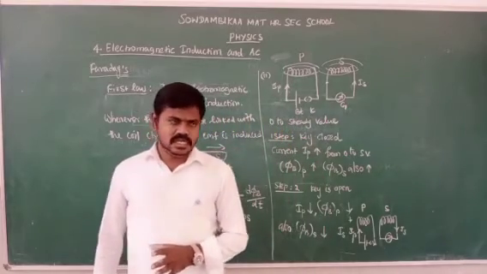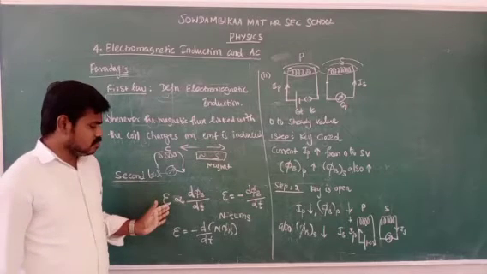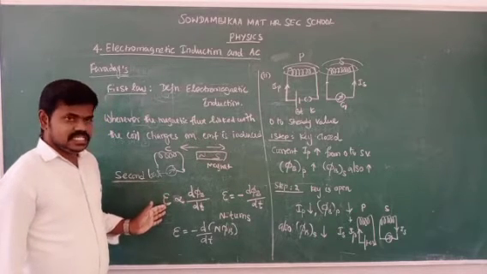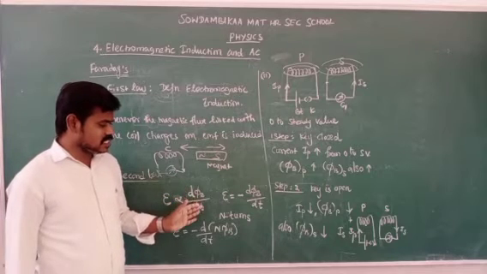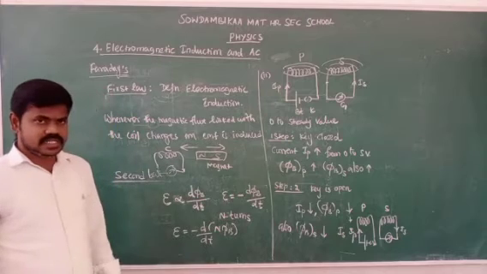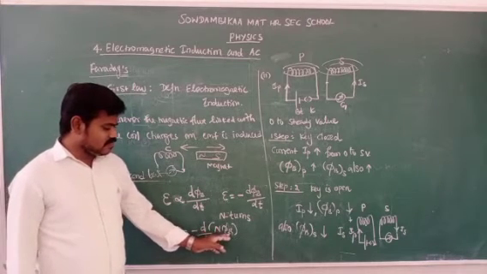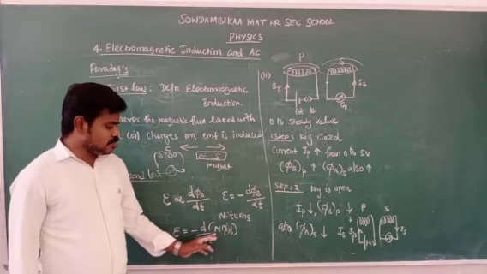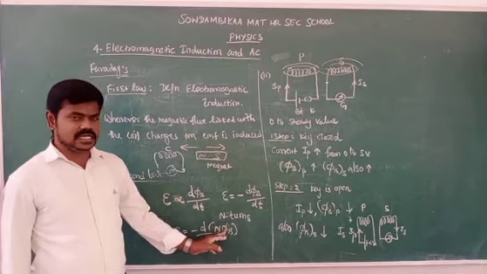So, the second law gives the magnitude of induced EMF. The induced EMF E is directly proportional to the rate of change of magnetic flux linked with the coil. If the coil includes n number of turns, then E equal to minus d by dt of n into phi B. N phi B is the total magnetic flux associated with the coil.